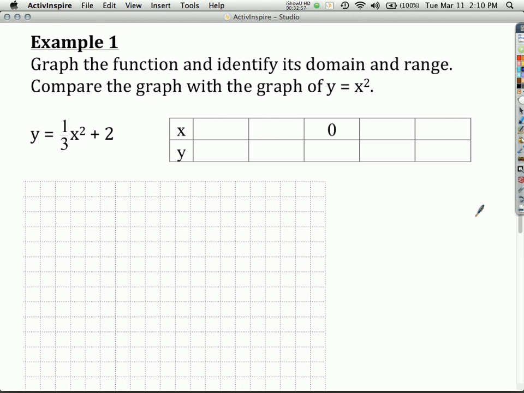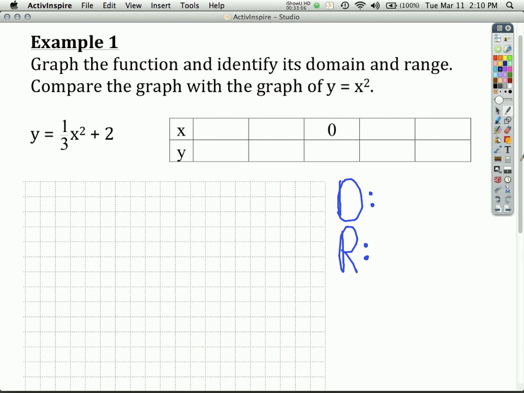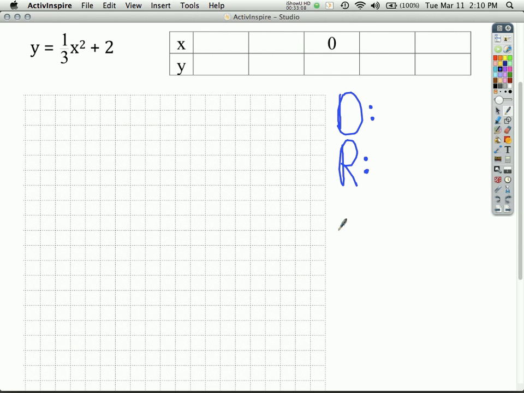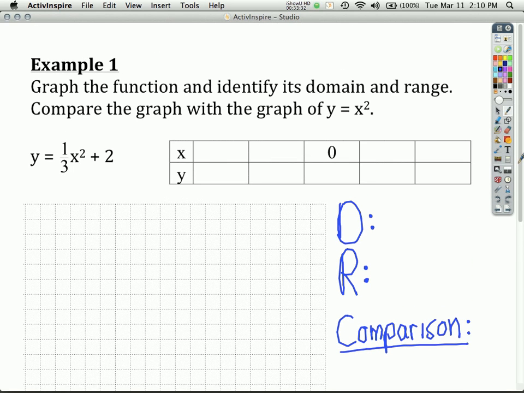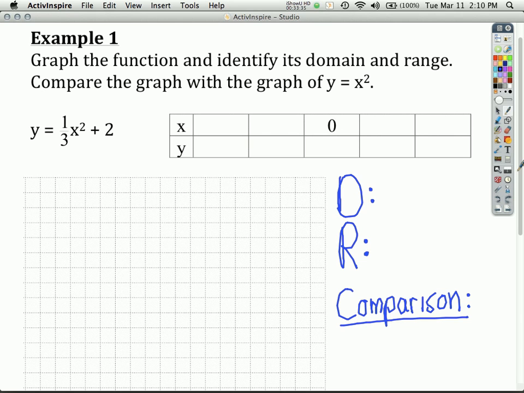Then, after that, we're going to do domain and range. After we establish the domain and range, we're going to do what's called the comparison, where we compare our graph with the graph of the parent function. So we're going to have things written here. We're going to have a whole graph. We're going to have a domain and range and a comparison. Not easy, and it's time consuming. As I said, each question is going to take 10 to 15 minutes.